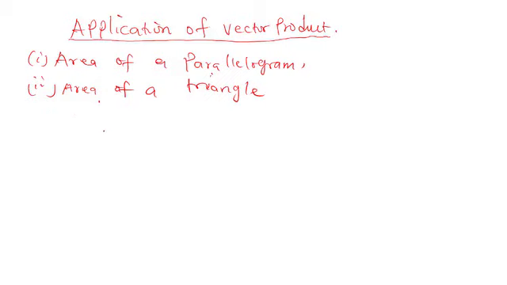Remember, a parallelogram is a shape of this form. Okay, this is the shape of a parallelogram. Let's call here point O, call here point B, let's call here point A, and call here point C.